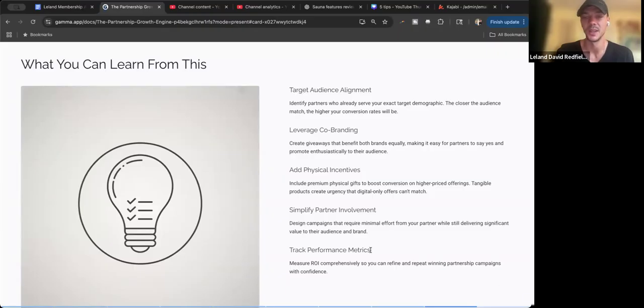And then track metrics. Did it work? If it worked, do it again. You can do it again with the same partner. You can do it with a different partner, but track performance.